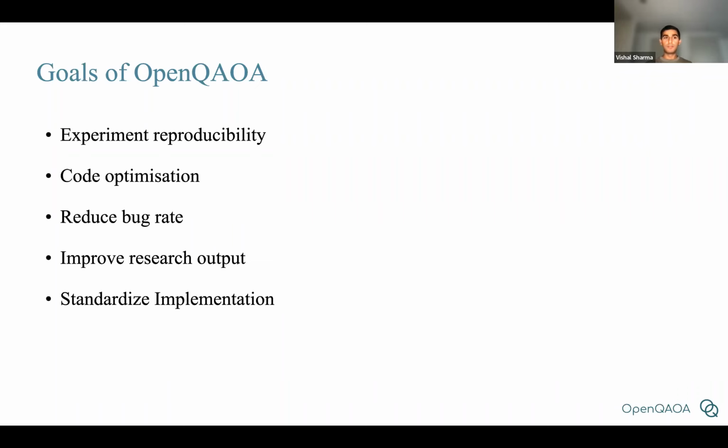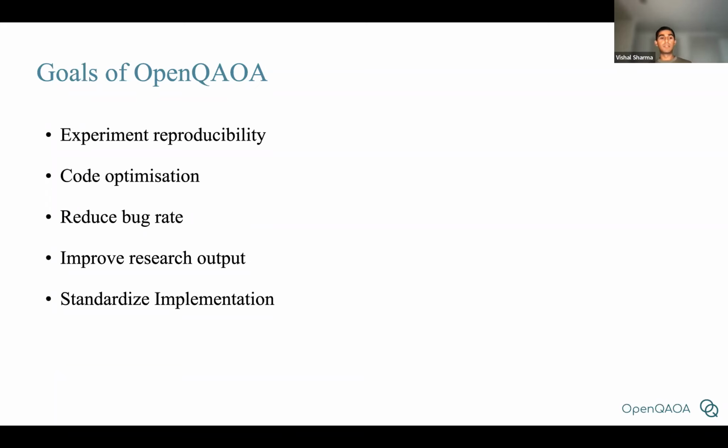There's code optimization, to minimize repetitions and bad design, things that make it difficult for other people to quickly onboard with something you're doing and take over some of the work or contribute to the work. There's the aspect of reducing bug rate. We've roughly talked about this: if two different people are working on their own implementations of QAOA, there are chances that you can have bugs.